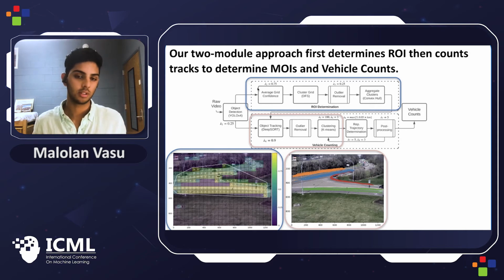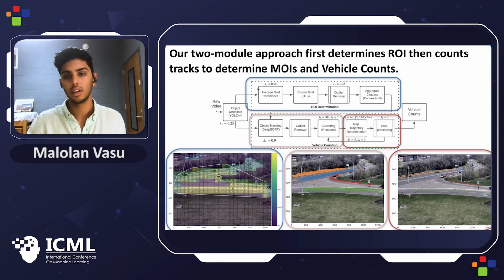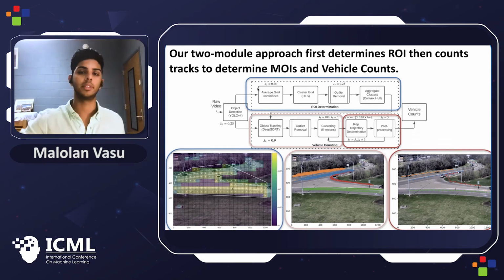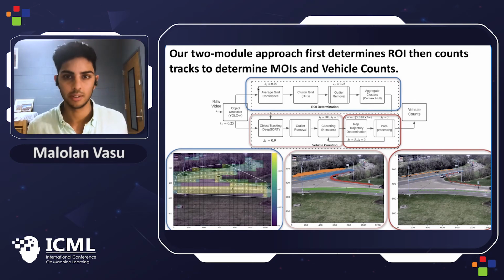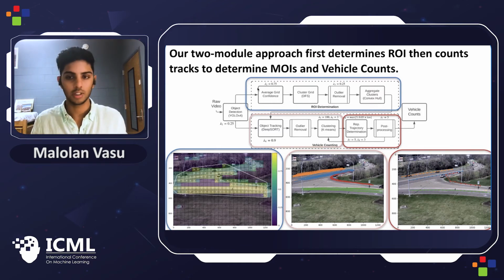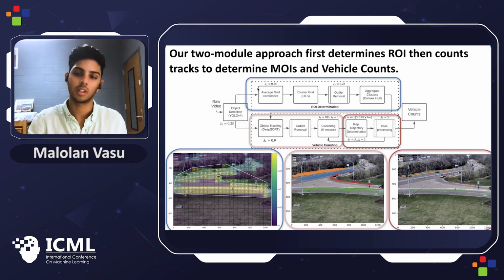Once we have all the tracks clustered based on similarity, we average the tracks out and have one line representing the entire cluster. That's going to be our movement of interest, or the representative trajectory for that lane, if you will. After that, we just count the tracks in that cluster. That gives us our vehicle counts.